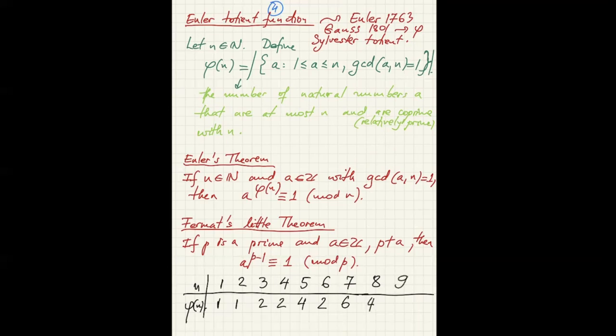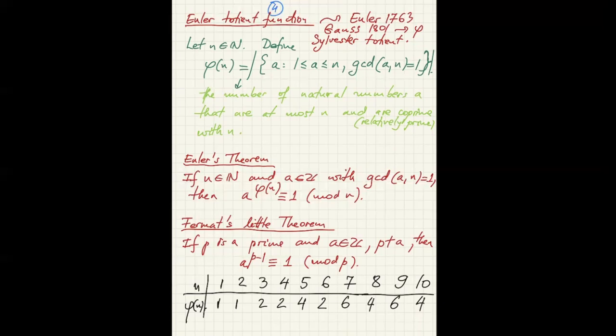And at 9, what are the numbers co-prime with 9? You have to skip 3, 6, and 9, so you take the rest, 1, 2, 4, 5, 7, 8, so you get 6. And at 10, you throw away the evens, so you're left with 5 numbers, and then from the odds, you throw away 5, so you're left with 4. So this is the value of phi of n for small values of n.